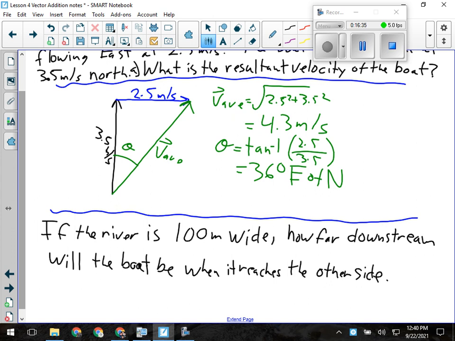Okay, so if the river is 100 meters wide, how far downstream will the boat be when it reaches the other side? Because obviously, I'm not going to end up straight across the river because the river current is pushing me downstream while I row. So they give me one other piece of information. The river is 100 meters wide. So how am I going to figure out how far downstream I go? That's perpendicular to the 100 meters. How am I going to do this?